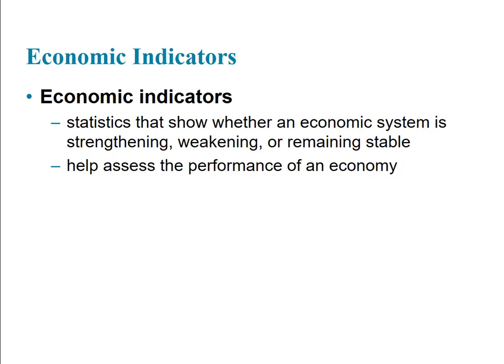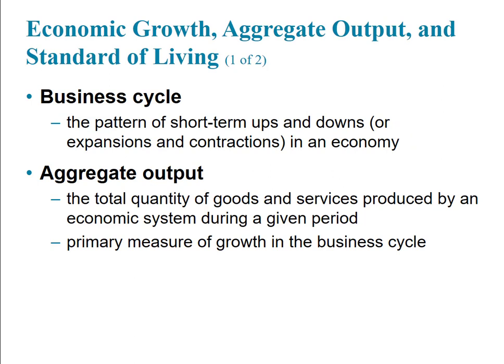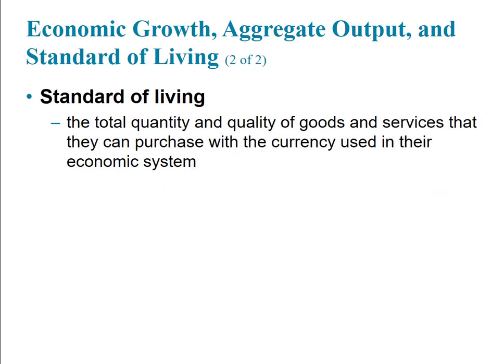Some of the things that we're going to look at are such things as the business cycle. This is just a pattern of ups and downs in our economy. We're going to look at aggregate output too. This is the primary measure of growth in our business cycle. It takes the total quantity of goods and services produced by an economic system during a given period, so we can assess this as an economic indicator. And we're going to look at our standard of living too. This is the total quantity and quality of goods and services that consumers can purchase with their currency in their current economic system. These are all different factors or economic indicators.